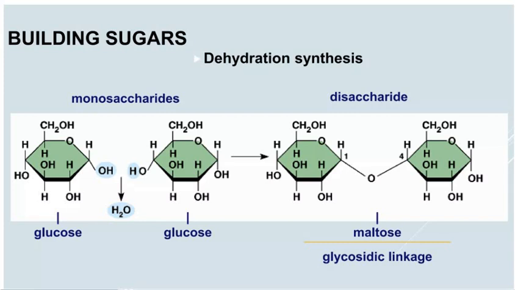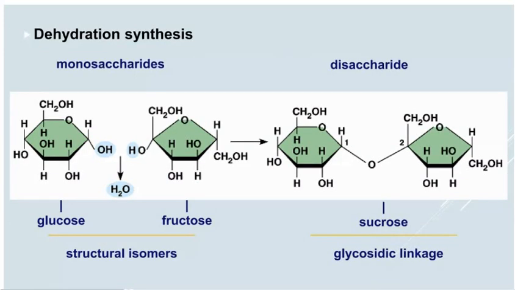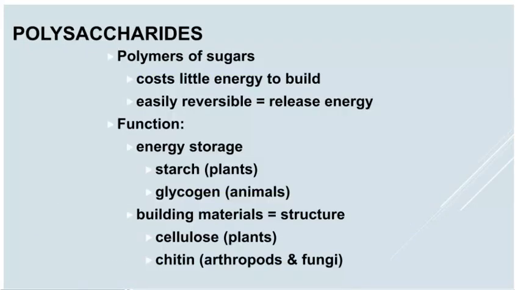Now building sugars. How can you build the sugars? Dehydration synthesis. Monosaccharide glucose plus glucose, you will get maltose, with a glycosidic linkage. Monosaccharide glucose plus fructose, you will get sucrose, with a glycosidic linkage. This is a disaccharide. Now polysaccharides, polymers of sugar, cost little energy to build, easily reversible, release energy. Function: energy storage, starch and glycogen; building materials, structure, cellulose in plants, and chitin in arthropods and fungi.